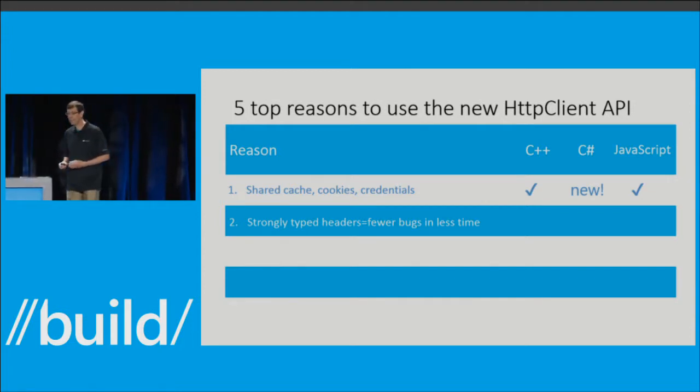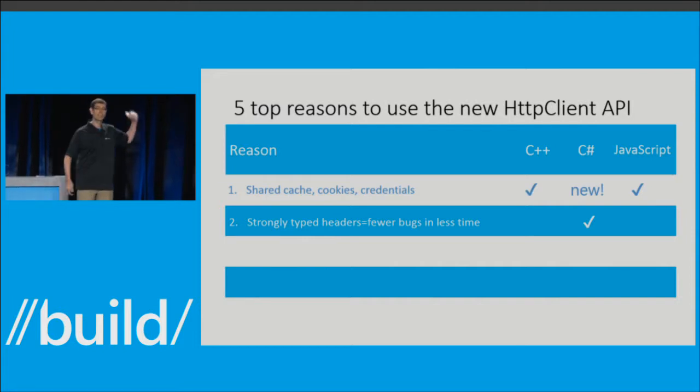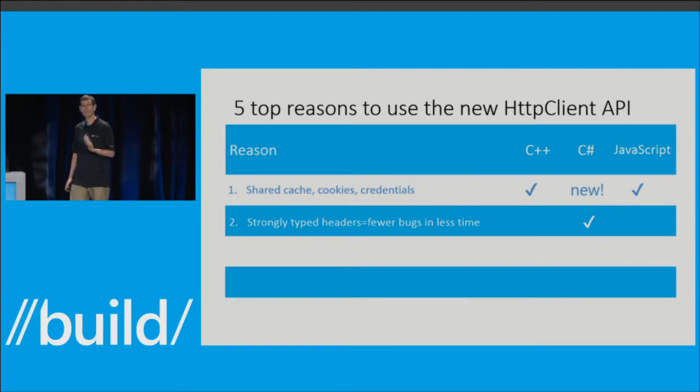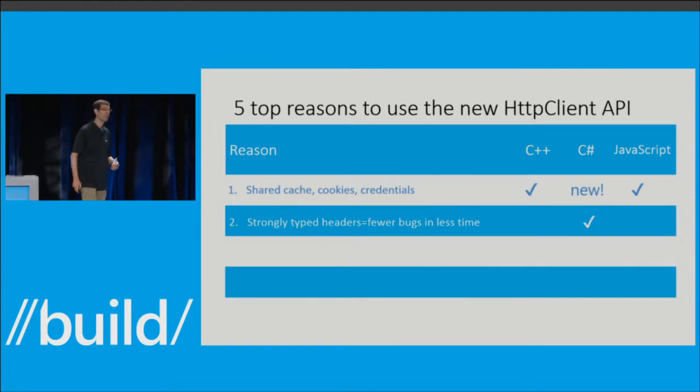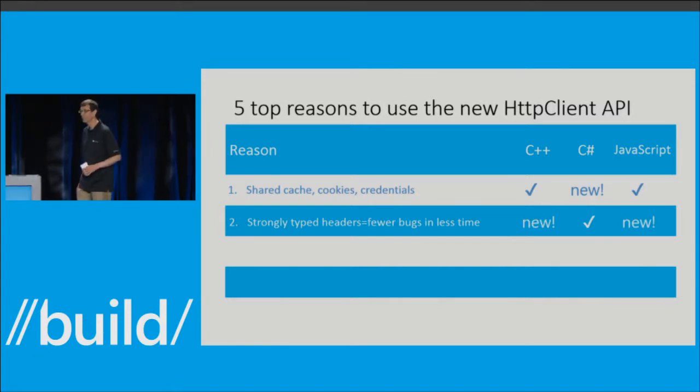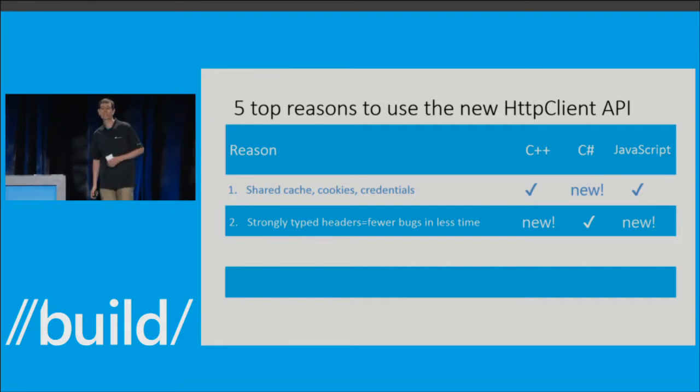We have strongly typed headers. And this is the chance for the C# people to say, woohoo, because in C# 4.5 in the System.net HttpClient, you've already been able to do this. You know what the value of strongly typed headers are. But if you're a C++ developer or a JavaScript developer, this is new to you. And what it means is you don't have to set your headers with strings. You don't have to set the name with the string. You don't have to set the value with the string. You don't have to parse the string. You don't have to generate the string.